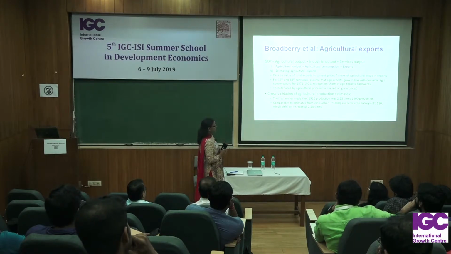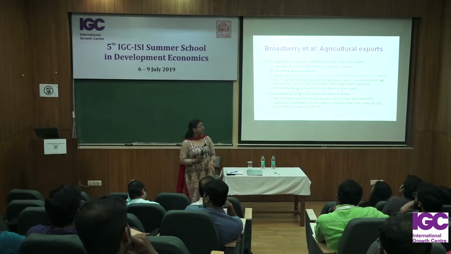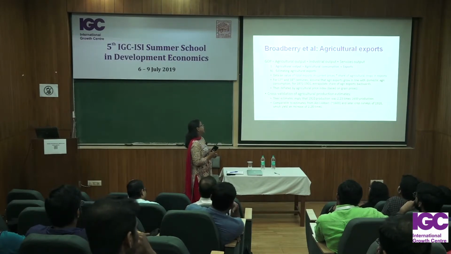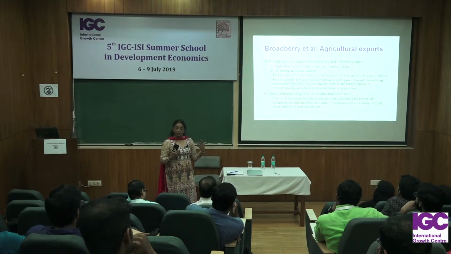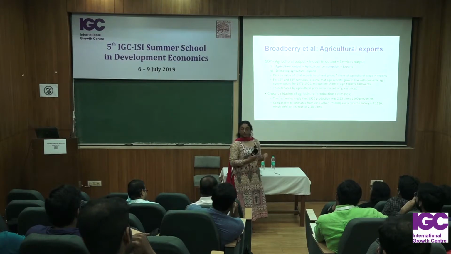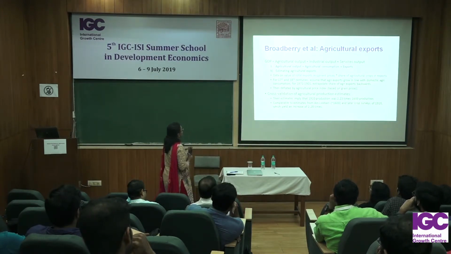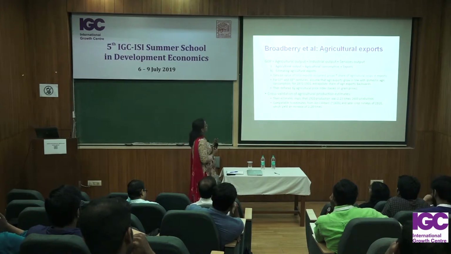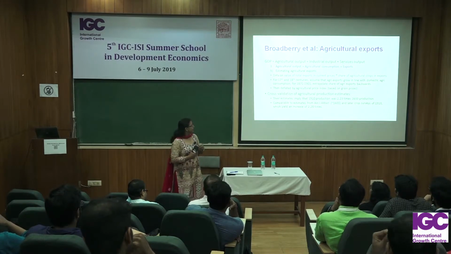But these are all in current prices because that's how exports are recorded, right? We exported these many rupees worth of stuff. So they have to then deflate by an agricultural price index to get sort of a real value of exports, again based on the grain prices which they have already put together, okay? So then, of course, they add up the agricultural consumption and exports and get this agricultural output series.